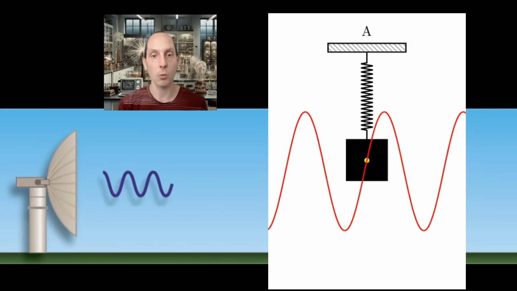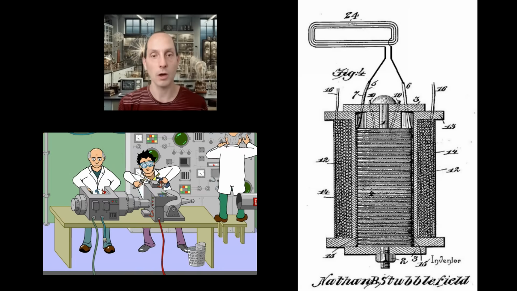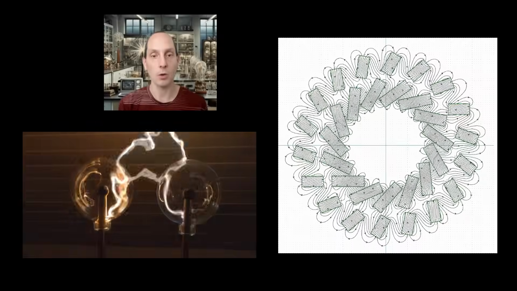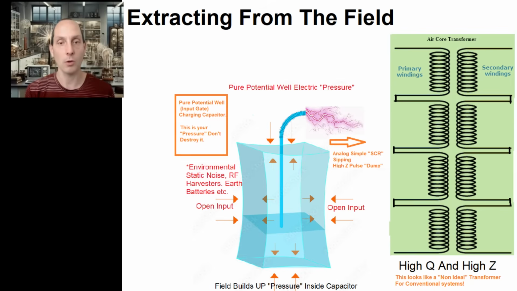not by conventional current draw, but by creating and manipulating voltage potential wells, high impedance discharge paths, and resonant magnetic structures. A capacitor is charged using inputs from open environmental sources: static electricity, RF harvesters, earth batteries, or similar ambient energy. This builds a high voltage potential well and electric pressure without drawing significant current.